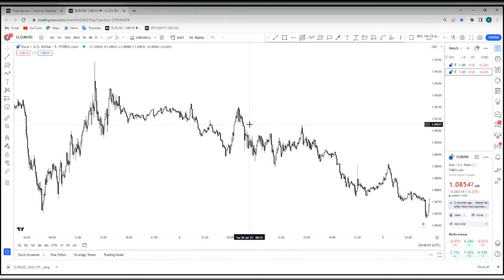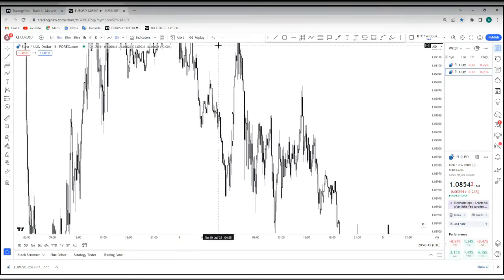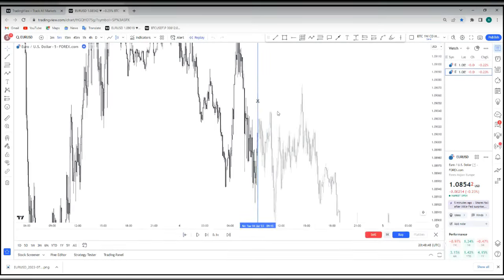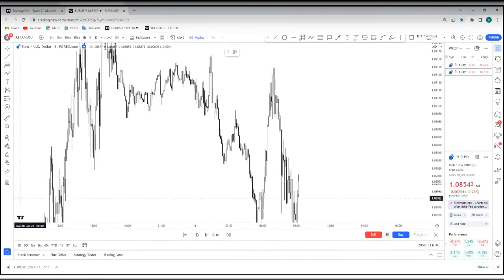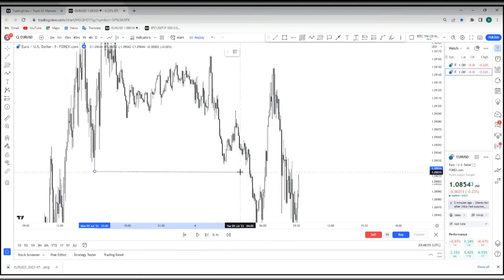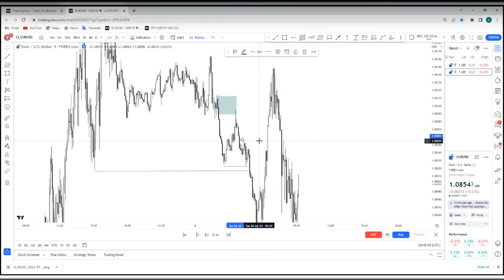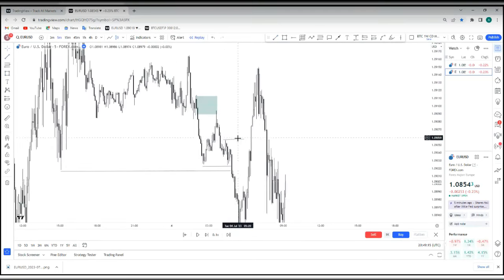Now, I told you about the Quasimodo entry. Now, we have this break of market structure. Mitigation. This place has mitigated something, and it broke structure as well. And it has liquidity. So this, we should be looking at this for a sell.